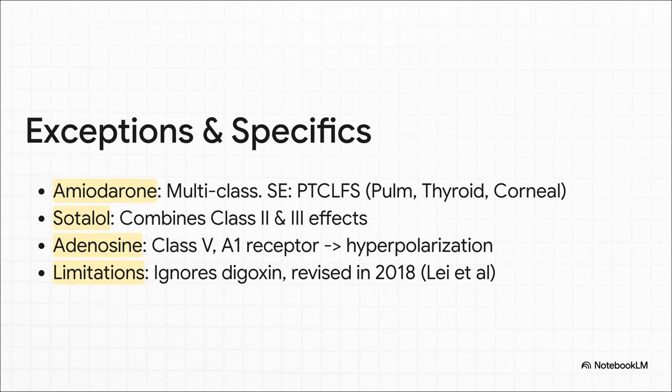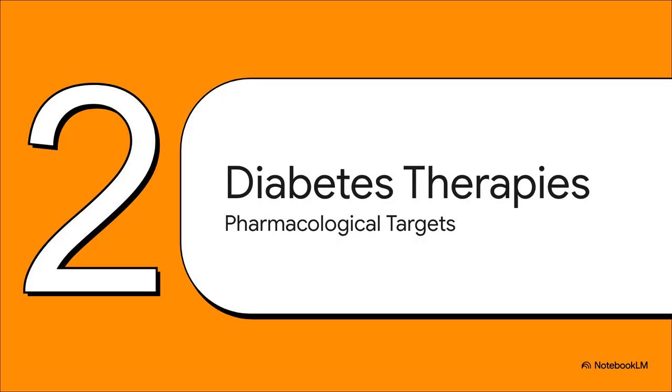And finally, you need to state the limitations of Vaughan Williams. It completely ignores drugs like digoxin, which is exactly why we need to mention the 2018 Lei et al. Revision. Section 2. Diabetes Pharmacological Therapies.